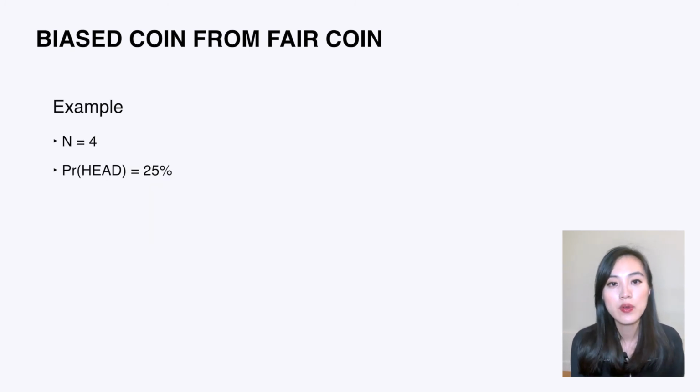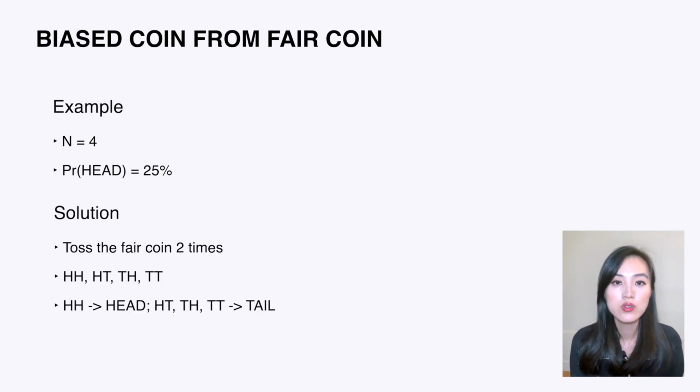A simple example is when n is 4, meaning the biased coin has a 25% chance of getting a head. We need to toss a fair coin twice and we have 4 outcomes and each has 25% probability. We can then choose any one of them to represent the head of the biased coin and use the other ones to represent the tail. This will give us a biased coin with a 25% probability of getting a head.